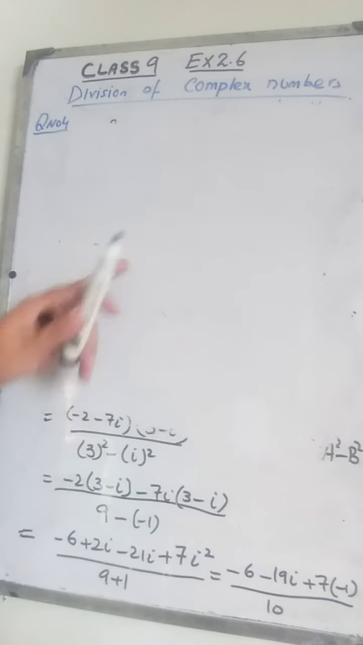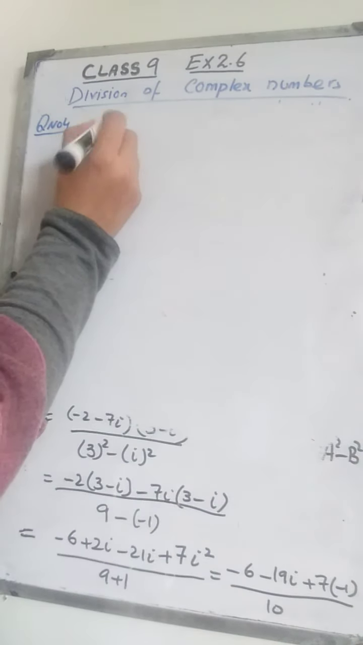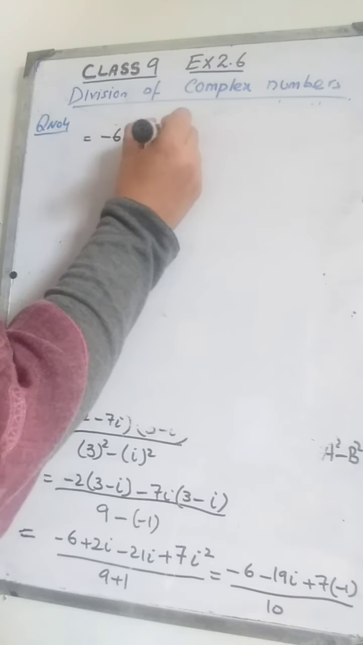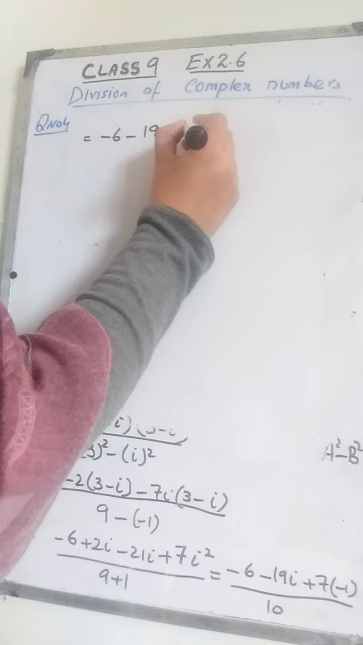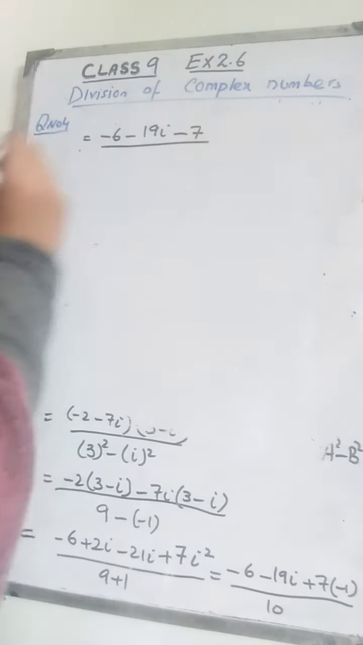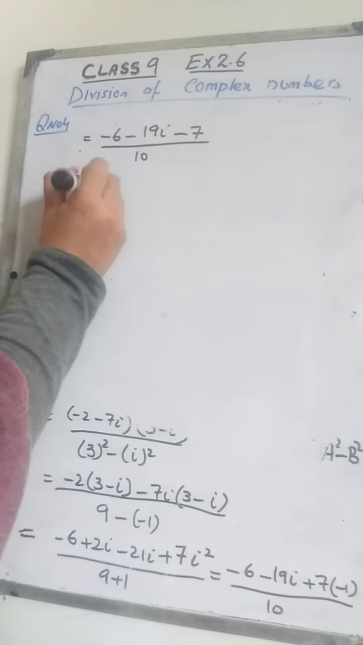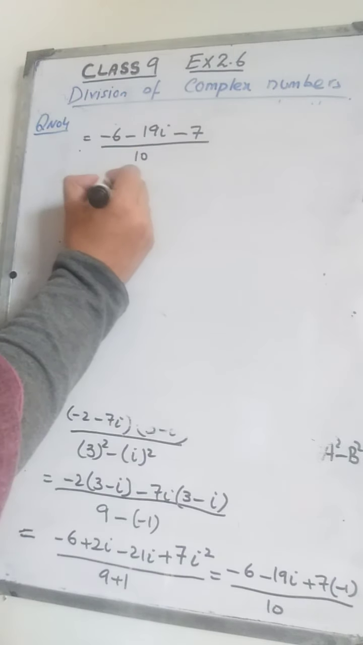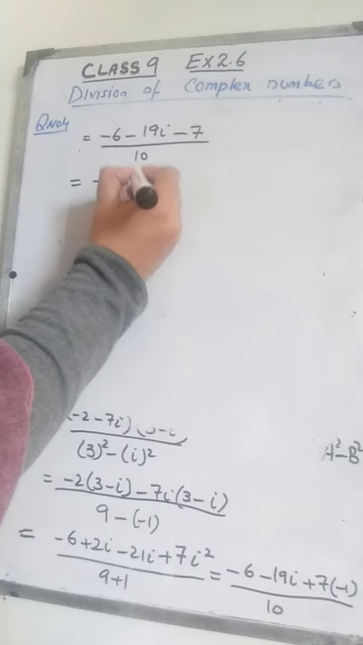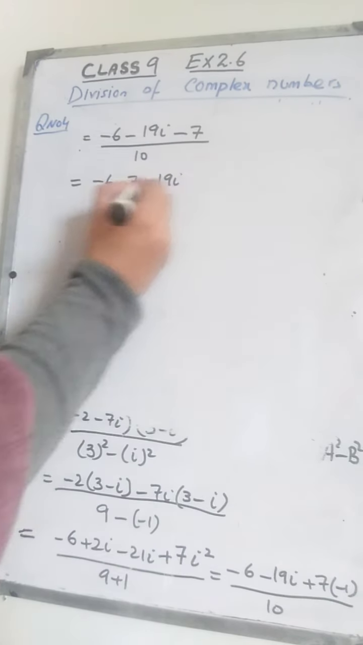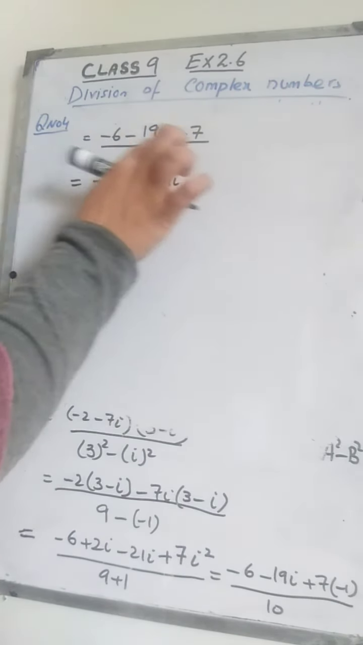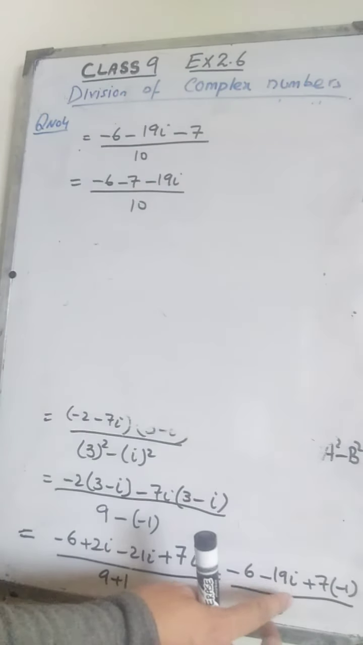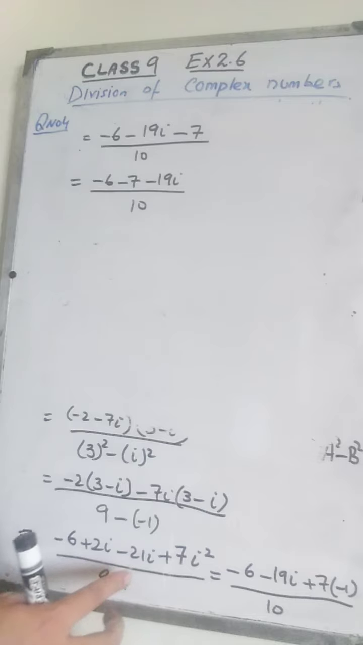I will write it again. This step will be negative 6 minus 19 iota minus 7 over 10. So combining the real part: negative 6 minus 7, minus 19 iota over 10. Negative 6 minus 7 minus 9, this is the imaginary part, so separate, because we have already added them over here.